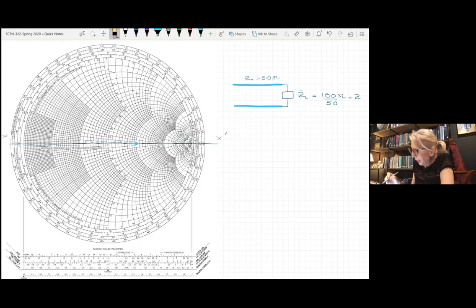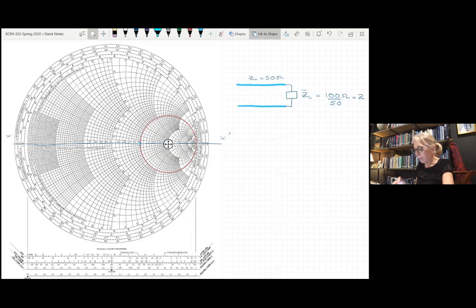There is the constant resistance circle, which in fact is this one, the circle that goes through the real value of the load. This load that I gave you has only a real value. So this is the constant resistance circle. That's one.